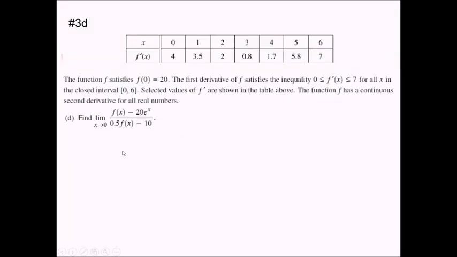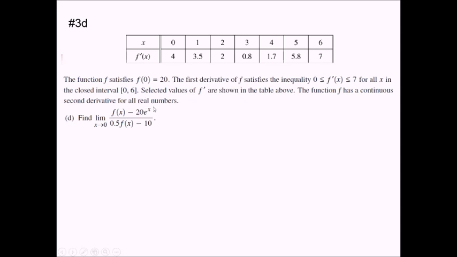For this last part of the problem, they want us to find the limit as x approaches 0 of this expression. Now, this is one of those where you can quickly do a mental check and see where you have to go with the problem, but then you have to do a whole bunch of work to actually justify where you're going. So just doing a quick mental check here, f of 0 is going to be 20.